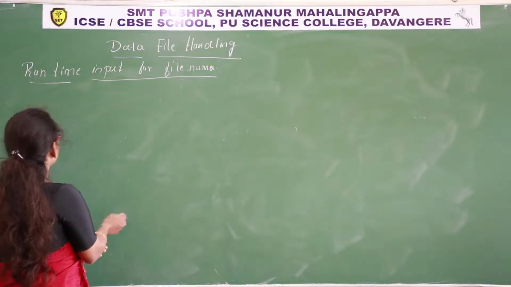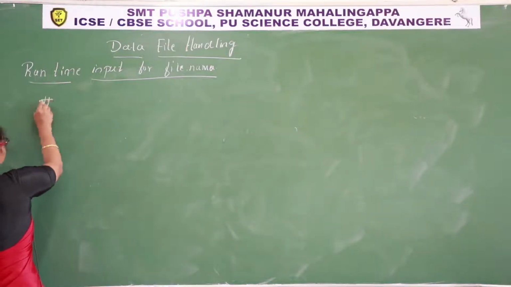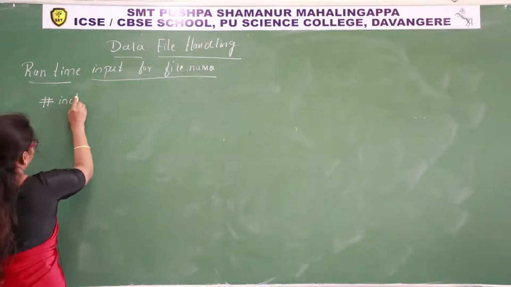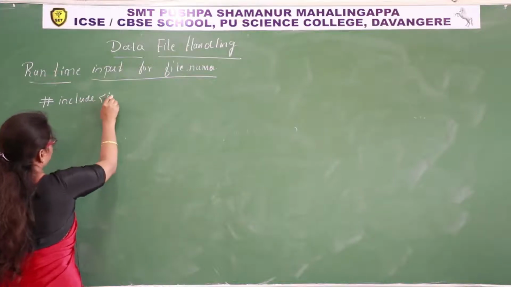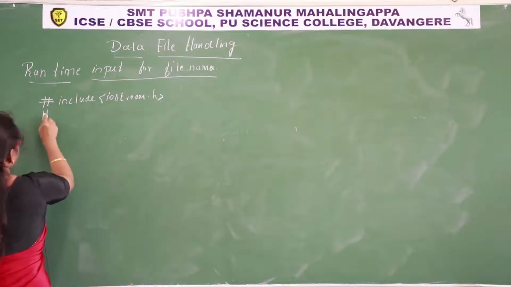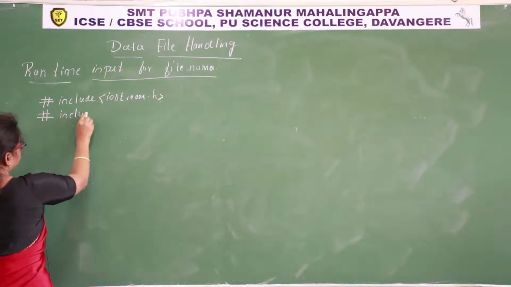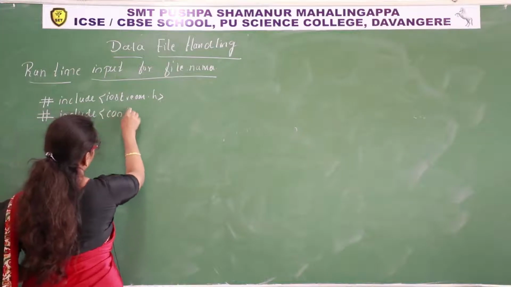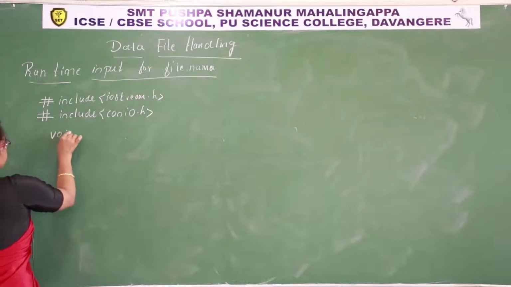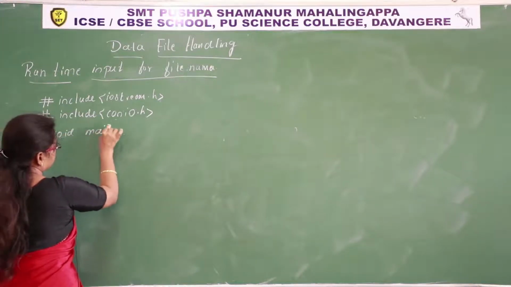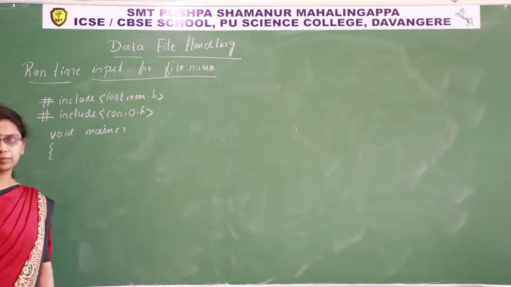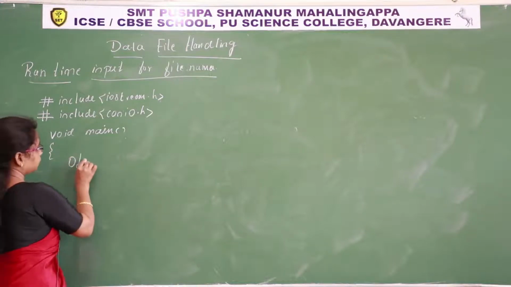Okay. See, I want to open a file in write mode. I want to write some text into the file. So I must include header files: hash include iostream.h, hash include conio.h, then void main. For which purpose am I going to open the file? Write purpose. So I must take the ofstream class.